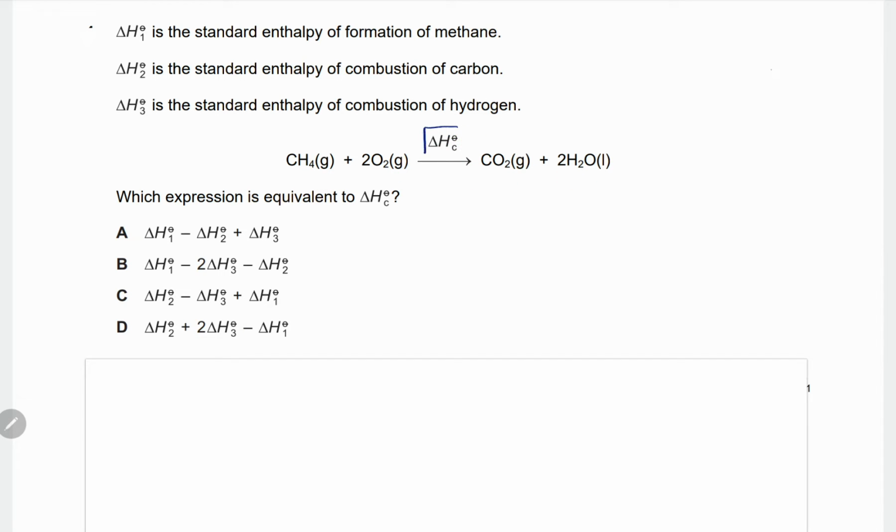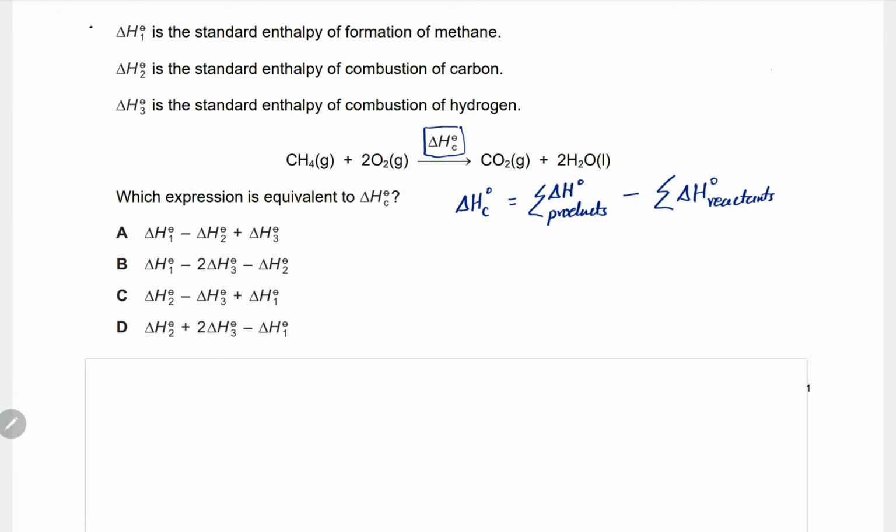Now there is given delta H naught C, and we need to find which expression is equivalent to delta H naught C. First of all, this is a reaction. The enthalpy of a reaction, this delta H naught C, for the combustion reaction of methane is equal to the summation of enthalpies of formation of the products minus the summation of enthalpies of formation of reactants. This equation will give us our answer.